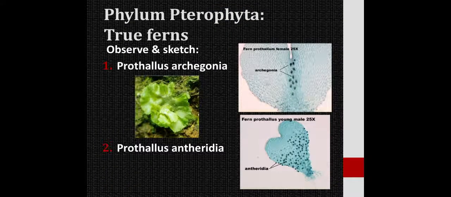So what you're going to find on the D2L are videos showing you the prothallus, that little heart-shaped structure, and showing you the archegonia. That's the female reproductive structure that's sort of found in the middle of that prothallus. And then you'll also see the antheridium that's spread throughout the prothallus. You'll also see the little root-like structures, those rhizoids that hold it in place.